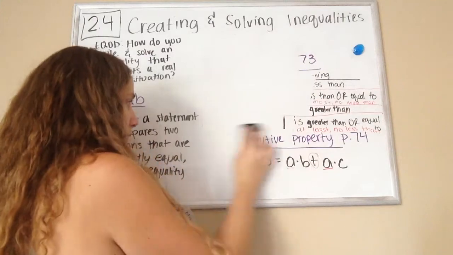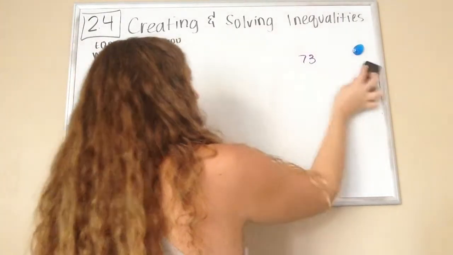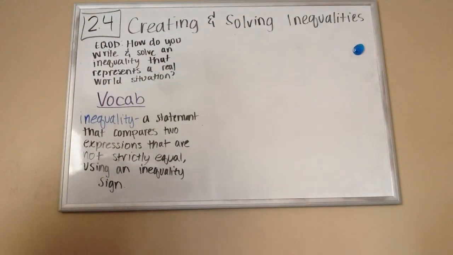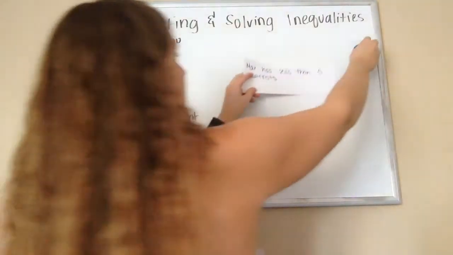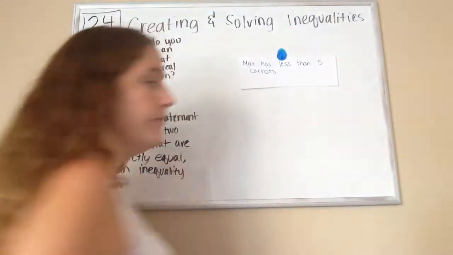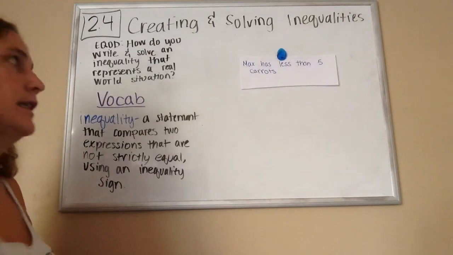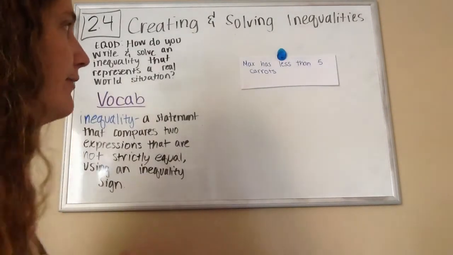And we're going to actually start creating inequalities. We've got a lot of inequalities we're going to look through today, so we're just going to jump right into it. So here's the first one we're going to look into. Max has less than 5 carrots. So Max has less than 5 carrots.